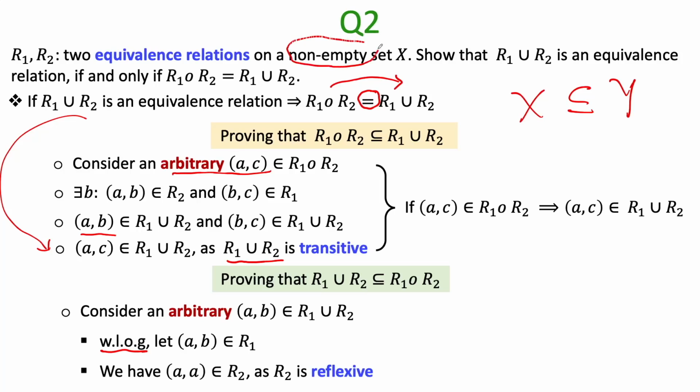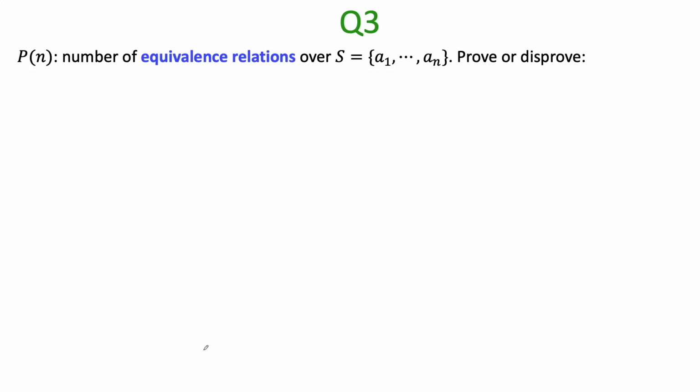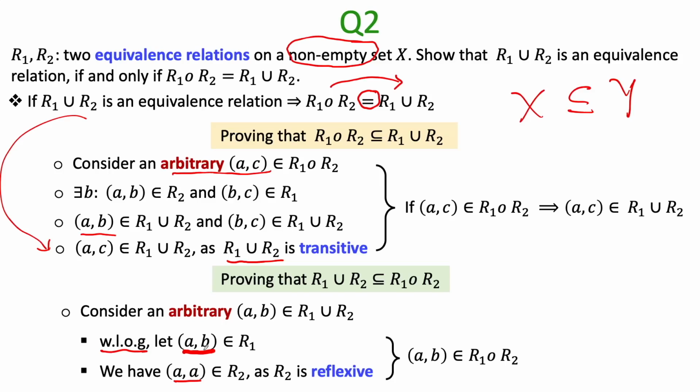And I know that my relation R2 is reflexive, and I am assuming here that the relations are over a non-empty set. That means my set X has at least one element A. Since my relation R2 is reflexive, I will also have the ordered pair (A, A) in my relation R2. Now I can use the definition of composition of R1 and R2. I have (A, A) present in R2 and I have (A, B) present in R1. So I can say (A, B) is present in the composition of R1 and R2. That shows that Y is also a subset of X, and hence the two sets are equal.